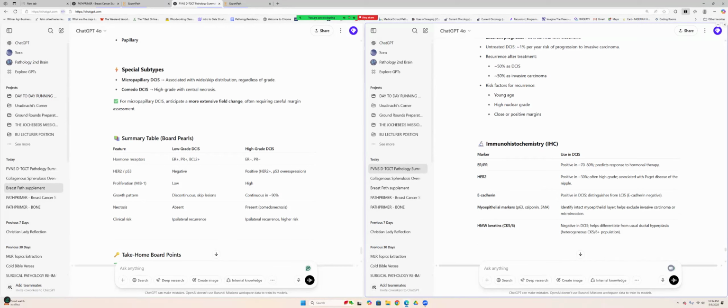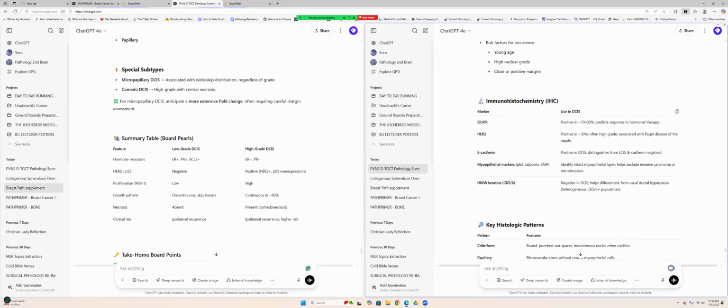The IHC, ER/PR is 70 to 80%, HER2 is positive in 30%. And if there's pagetoid spread of DCIS to the nipple, usually HER2 positive. E-cadherin is positive in DCIS. That would be used to differentiate it from LCIS. Myoepithelial markers are intact and help to exclude invasive carcinoma or microinvasion.